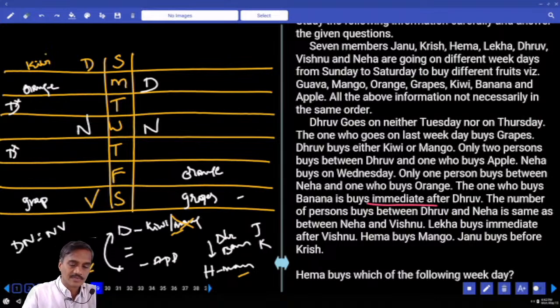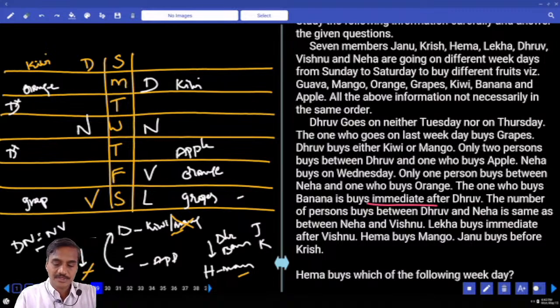And if L is here, then D and N, N and V. Then where should this L be? L must be here. And D is what? D is kiwi. If D is kiwi, between D and apple there are 2. Then Dhruv and B. Now B must be here. Banana is immediately after this Dhruv. And the one who likes banana is immediately after this.